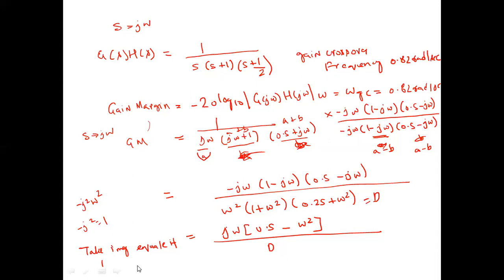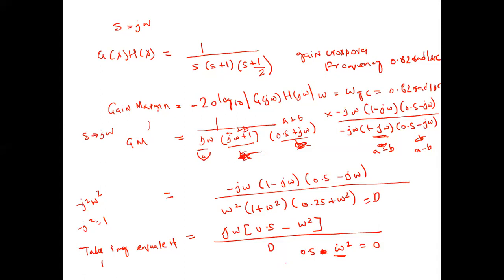So the imaginary part here is only 0.5 j omega. You can equate 0.5 minus omega square to zero, so you get a frequency, and you put the value of omega here. That value is 0.82 radians per second.